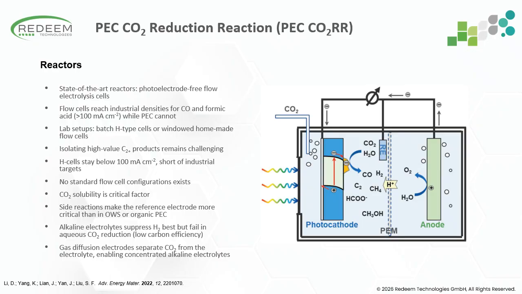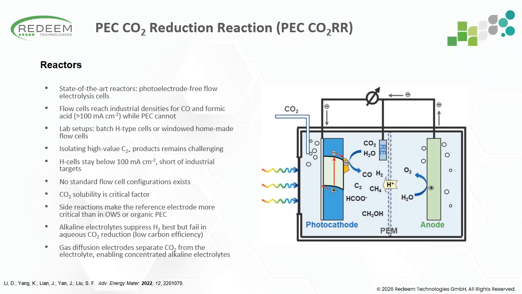So the reactor development for CO2 reduction is still at a very early stage. In conventional electrochemical CO2 reduction, flow cells with gas diffusion electrodes already achieve industrially relevant current densities above 100 milliamps per square centimeter for products such as carbon monoxide or formate. In contrast to that, PEC studies still rely on laboratory scale, like H cells or simple windowed flow cells, and there's no standardized reactor architecture yet. And as a result, current densities are generally below industrial standards.